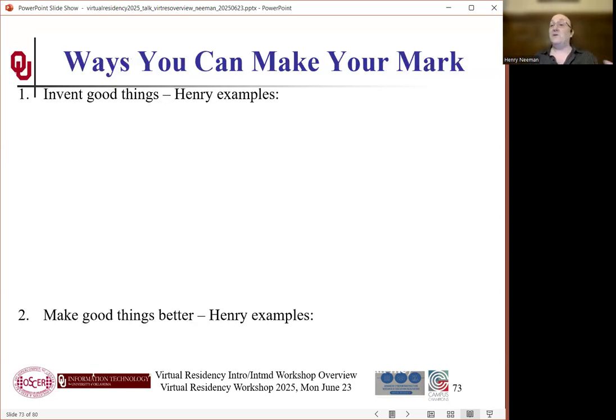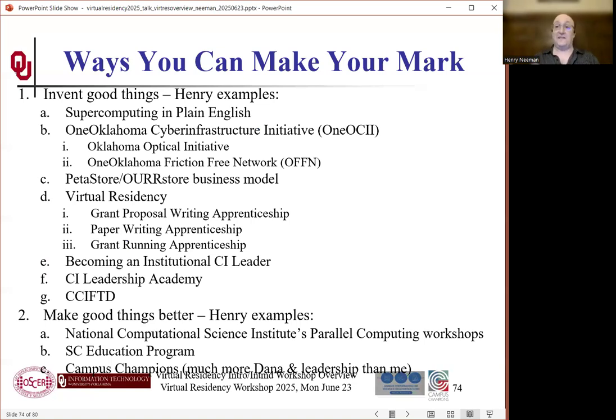Okay, so how can you make your mark? I'm going to give you myself as an example, but there are two categories: invent good things or make good things better. For my own career, I invented supercomputing in plain English, the One Oklahoma Cyber Infrastructure Initiative, including the Oklahoma Optical Initiative and the One Oklahoma Friction Free Network. I'm really good at naming stuff. The business model for our large scale tape archives, the virtual residency, including the various apprenticeships, becoming an institutional CI leader in August, the CI Leadership Academy, and of course, SIFTED, the certification program.